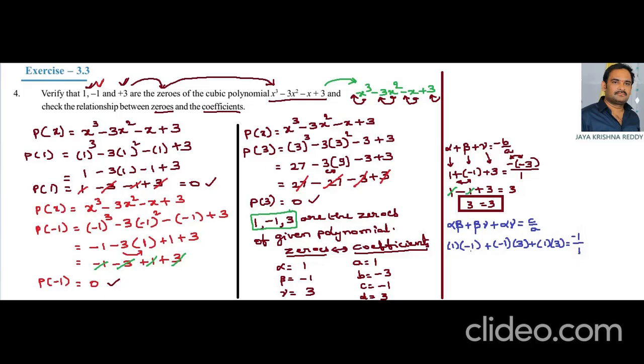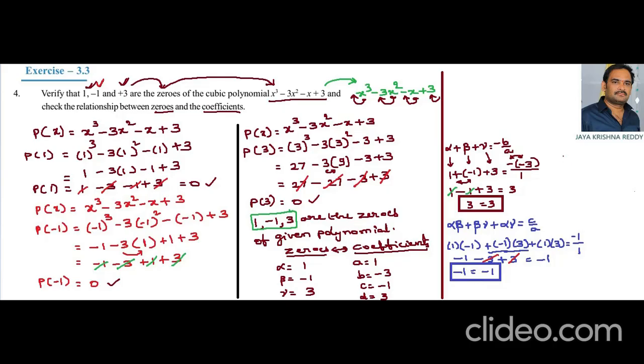Now what is the result? 1 into minus 1 is minus 1. Next, this is the product, plus into minus, minus 1 into 3 is minus 3, plus next 1 into 3 is 3, equal to, on the right hand side minus 1 by 1 is nothing but minus 1. So here we can cancel plus 3 and minus 3 because 3 minus 3 value will become 0. So what is the remaining on the left side? Minus 1 equal to, what is the remaining on the right side? Minus 1. So here the relationship is verified. The results on both sides are equal.